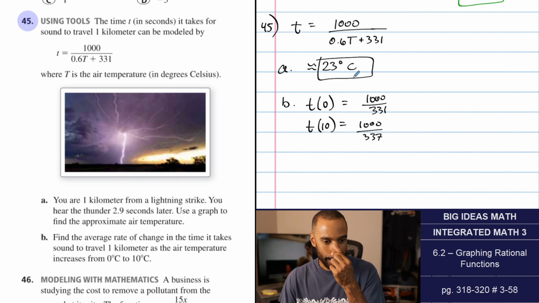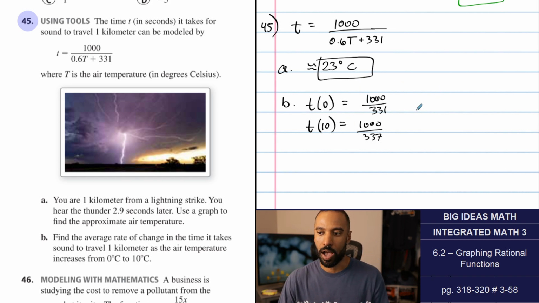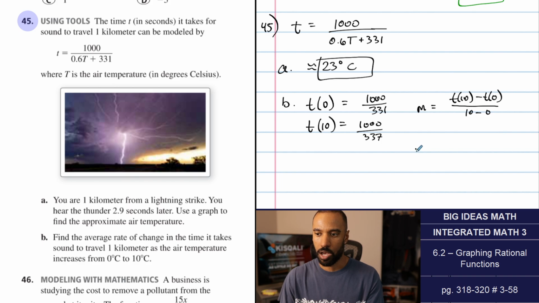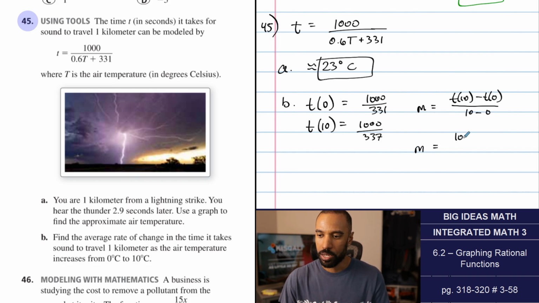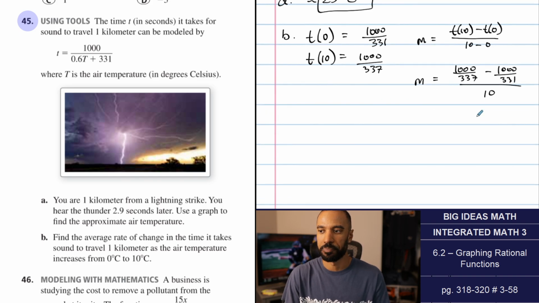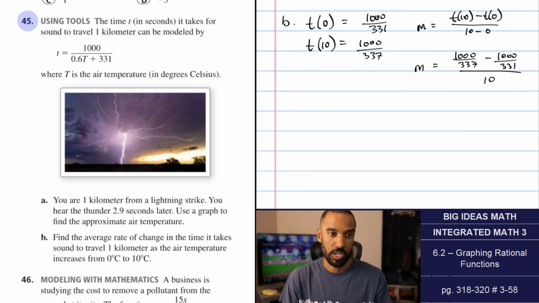So what we're doing is y2 minus y1 over x2 minus x1. The slope, the average rate of change here, is T of 10 minus T of 0 over 10 minus 0. So we're going to do 1,000 over 337 minus 1,000 over 331. Not common denominators, we'll just use the calculator. All divided by 10. Should be small. You can see it's a very flat rate, so it should be a very, very small slope overall.